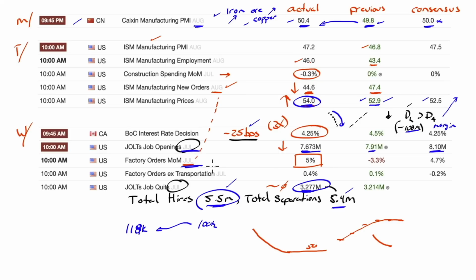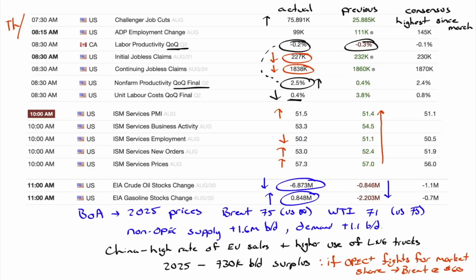Factory orders, this is for July, backwards looking, 5%. Ex-transportation, 0.4. This backs up what we saw in retail sales, that we had a very good retail sales number, headline, but when you look at it ex-transportation, it really came down quite a bit. We're seeing the same thing here coming down, but 0.4%, up 0.4. The previous was up 0.1, so as backwards looking as that is, that was pretty good back in July. We're in September now.